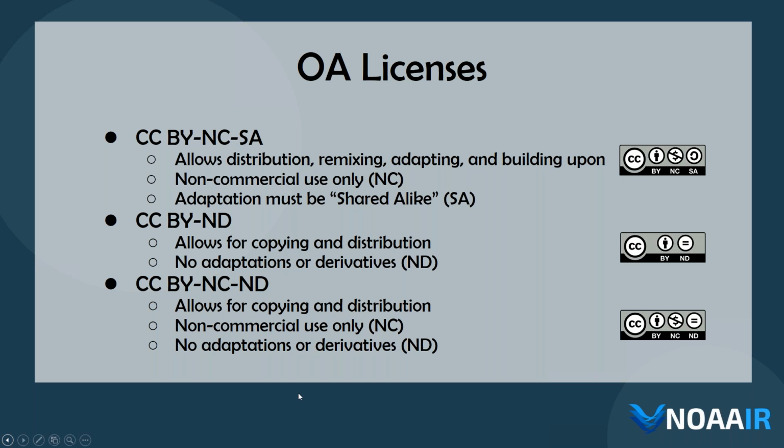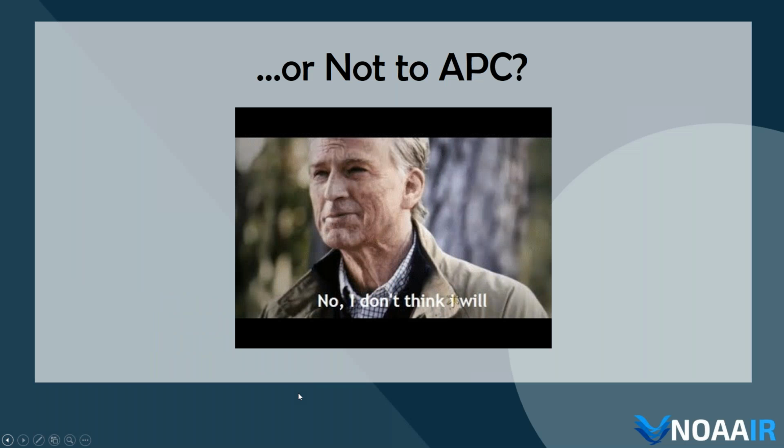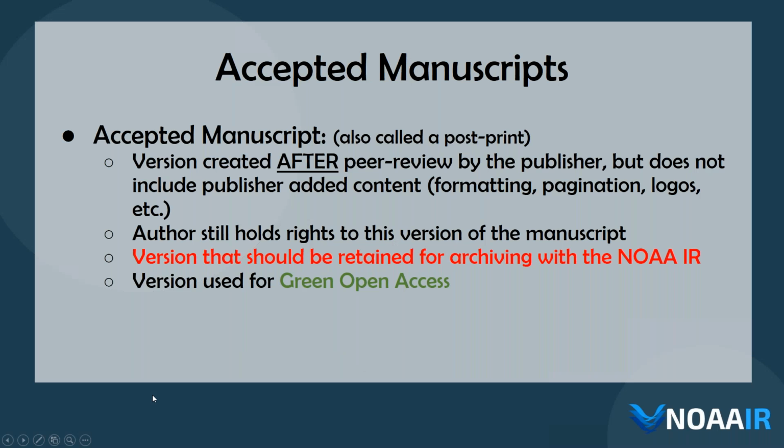Or we could choose not to APC. So the green route is really, I don't want to pay this fee, but I want to ensure that I can make my publication as open and accessible as possible. How would we go about doing that? Through posting or archiving your accepted manuscripts.